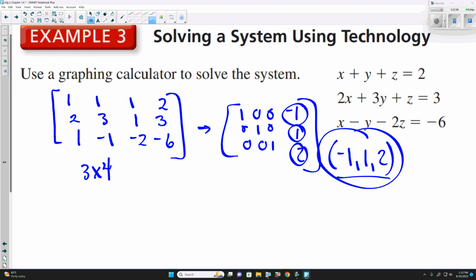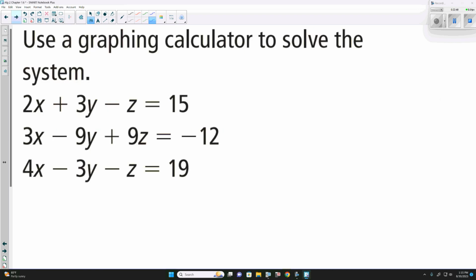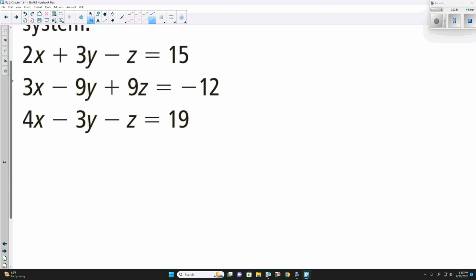So again, the more you get used to this, and especially typing these in, the faster you're going to get. These are the steps. Let's do another one. We'll go through doing that here in a minute.